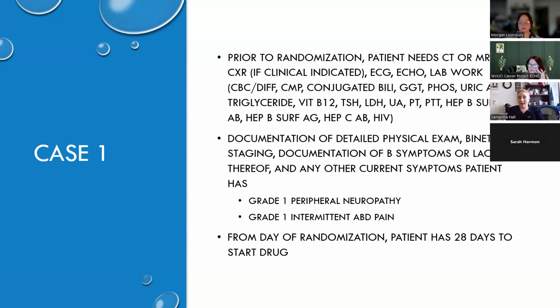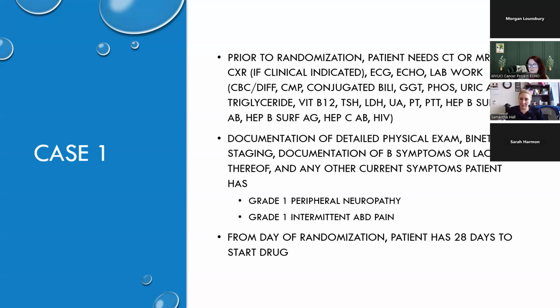Prior to being randomized, there is a list of screening requirements he needs. He needs a CT or an MRI. He needs a chest x-ray if it's clinically indicated, which in his case it wasn't. He needs an ECG, an echo, and a whole bunch of lab work. We had just done a PET CT on this patient, and that normally could have been used. However, it was done at one of our regional sites, and the trial for some reason will not let something done at a regional site be included. So we had to repeat his scan here, even though he already had one.